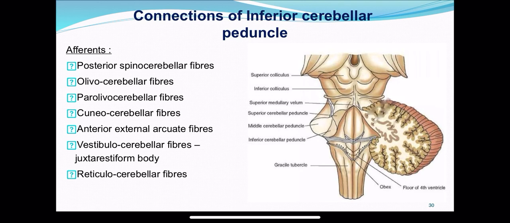Only afferents are entering the cerebellum through the middle cerebellar peduncle. Coming to connections of inferior cerebellar peduncle, the tracts that are passing as afferents through the inferior cerebellar peduncle are posterior spinocerebellar fibers, olivocerebellar fibers, parolivocerebellar fibers, cuneo-cerebellar fibers, anterior external arcuate fibers, vestibulocerebellar fibers which form the juxtarestriform body, reticulocerebellar fibers. I am only mentioning the name of fibers because each of these tracts will be taught in physiology.